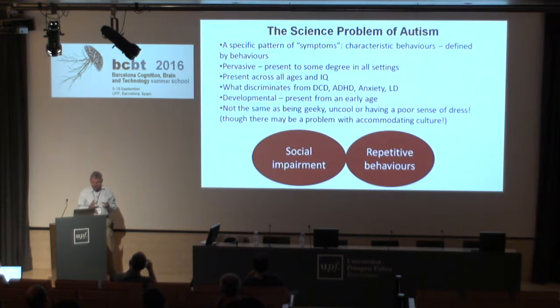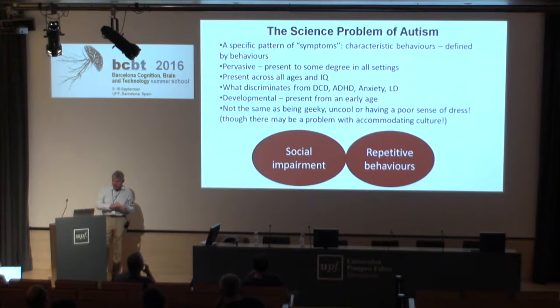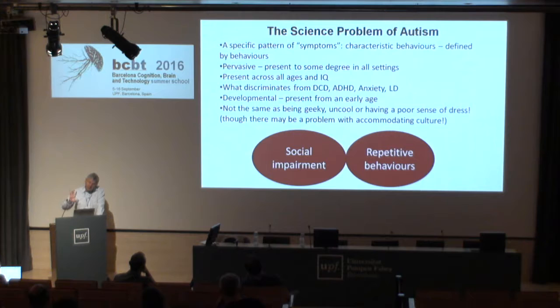One of the important things about autism is it's a developmental condition. That means it's present from a very early age and it changes with development. The clinical picture will change as you get older, as you develop language. And having Asperger's, having autism, is not the same as being geeky or uncool or just dressing badly. But we are going to talk a little bit about how culture, which is the critical part of social behaviour, is behaviour which is transmitted from one person to another effectively. It's socially transmitted behaviour. And that might be something that's critically impaired in autism. So primarily, autism, at a very simple level, is a combination of repetitive behaviours and social impairment.